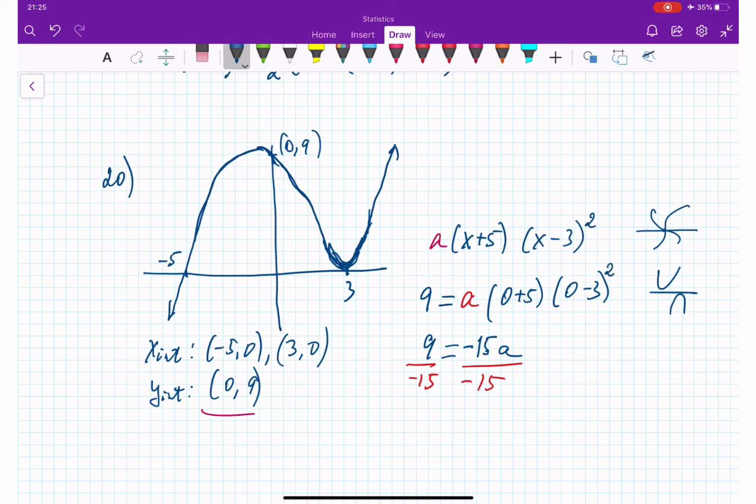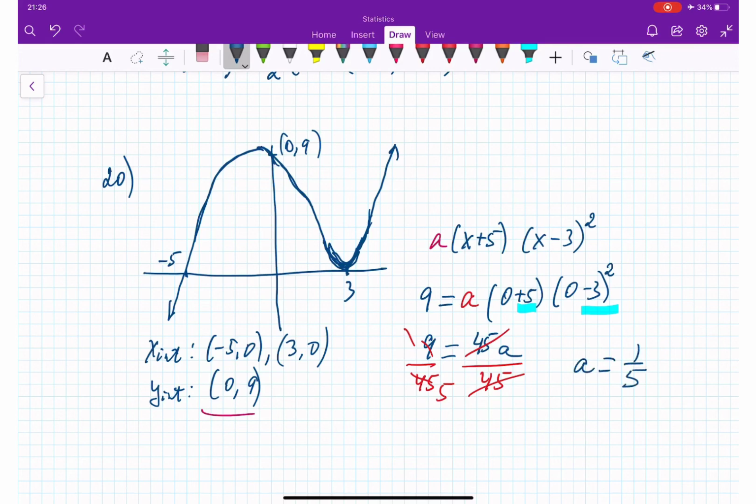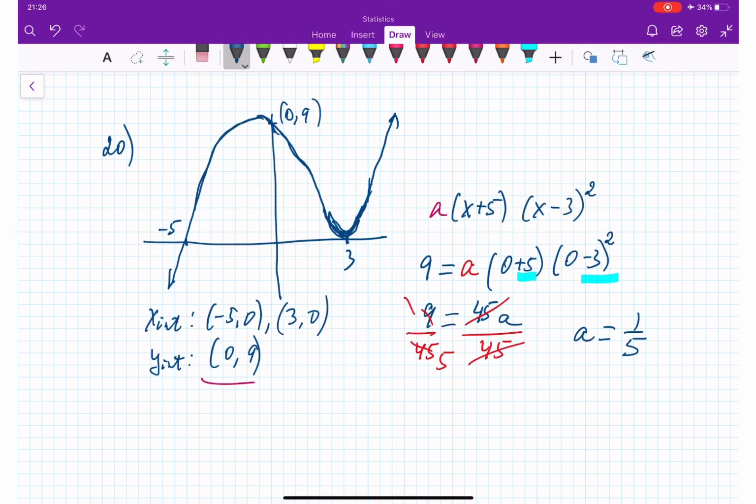Okay. Which means if it's going to be squared, then instead of 15, we're going to get some different numbers. Let's see. Negative 3 squared will be 9, and 9 times 5 is going to be 45. Positive 45. Okay. Which means we are going to divide by 45. So this is gone, here is 1, here is 5. And we get a is equal to 1/5. So which means the full form of the polynomial is going to be 1/5 times x plus 5 and x minus 3 squared.